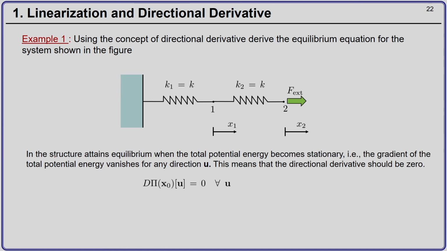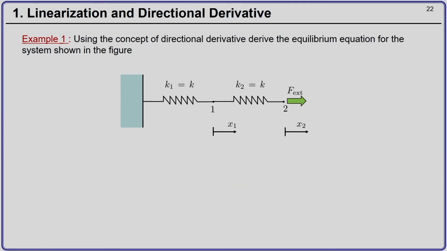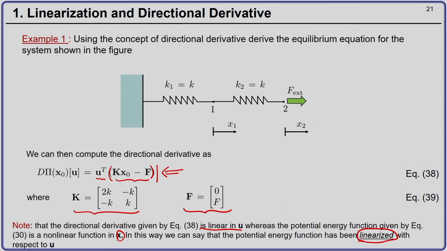Now, the structure will attain equilibrium when the total potential energy becomes stationary. That is, the gradient of the total potential energy vanishes in any direction u. This means that the directional derivative should be equal to 0 at point x 0 in any direction u. For all directions u, the directional derivative of the total potential energy evaluated at the equilibrium position should be equal to 0.